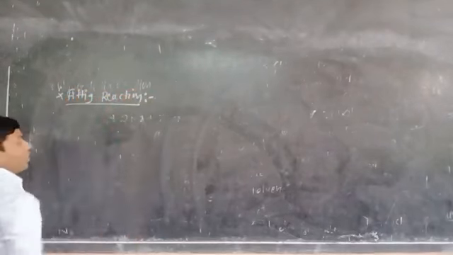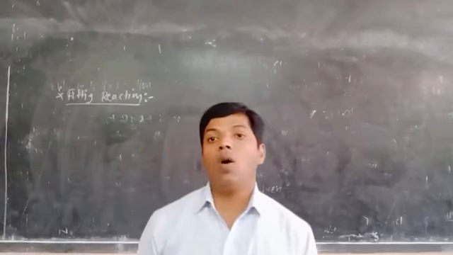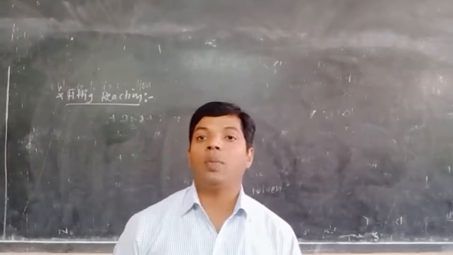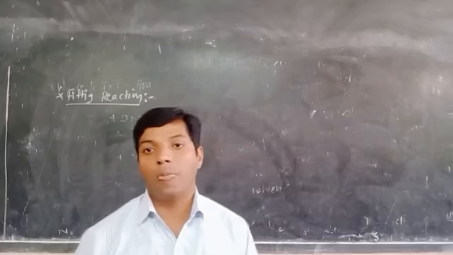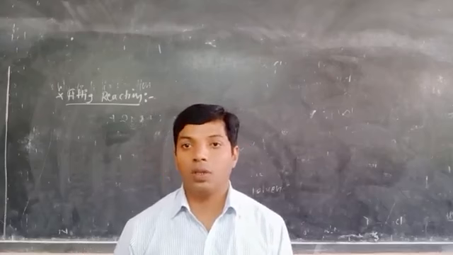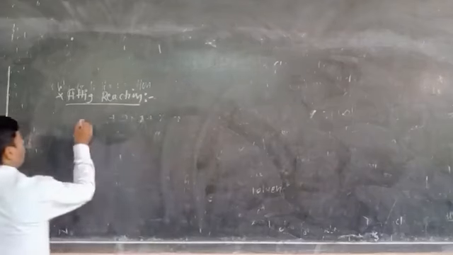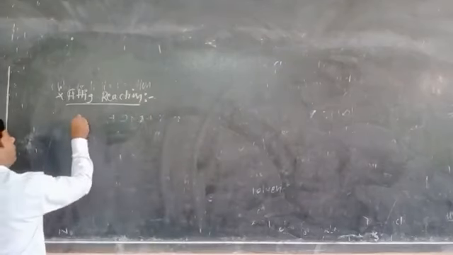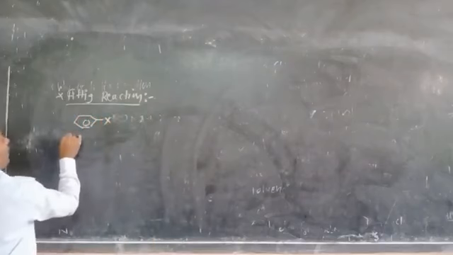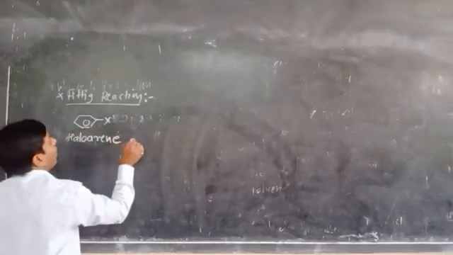First of all, try to understand the Fittig reaction. In the Fittig reaction, two molecules of haloarene, that is the aryl halide, are treated with sodium metal in the presence of dry ether. It gives biphenyl or diphenyl as a product, called the Fittig reaction. So what is the Fittig reaction? I will write a general example. Two molecules of aryl halide or haloarene.